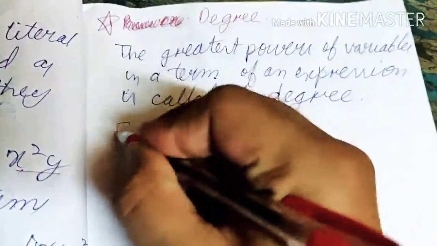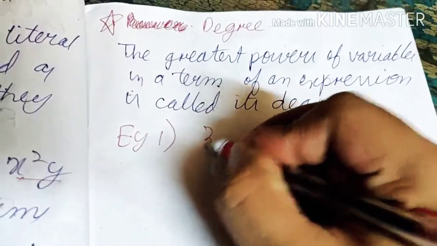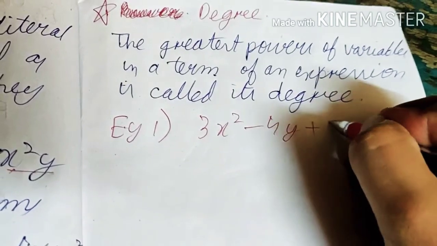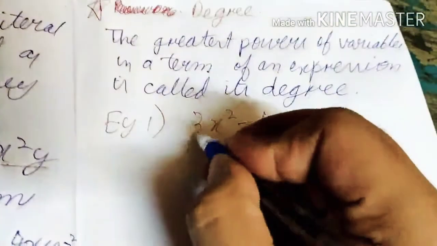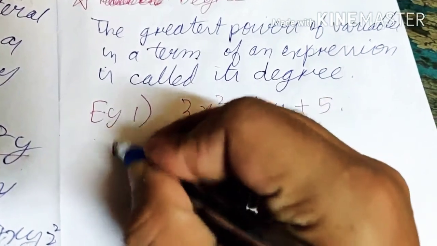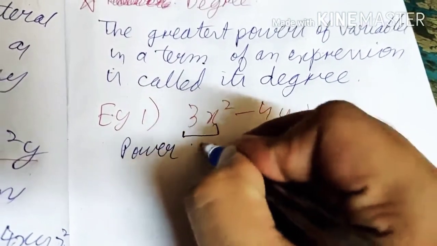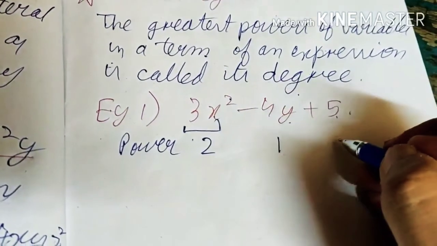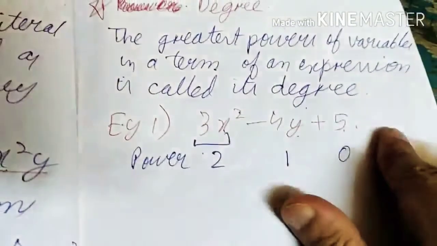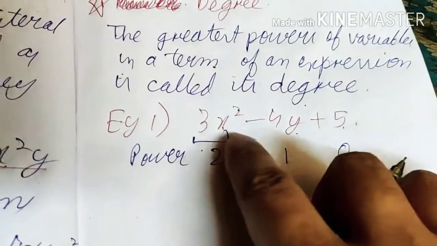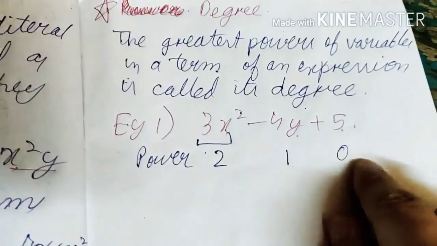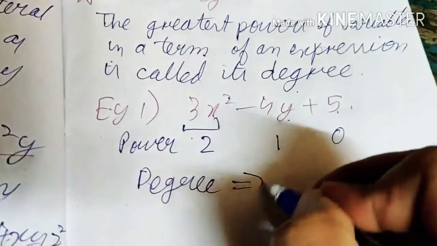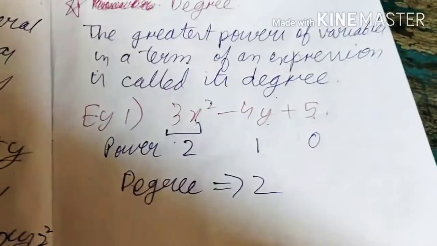Taking an example of it, the first example here is 3x square minus 4y plus 5. Look, x has power 2, here y has power 1, and here there is no variable, so we can write it as 0. So the degree of this expression is 2, the greatest power.